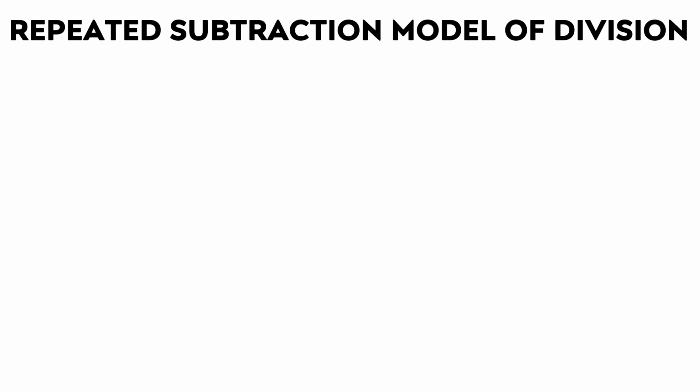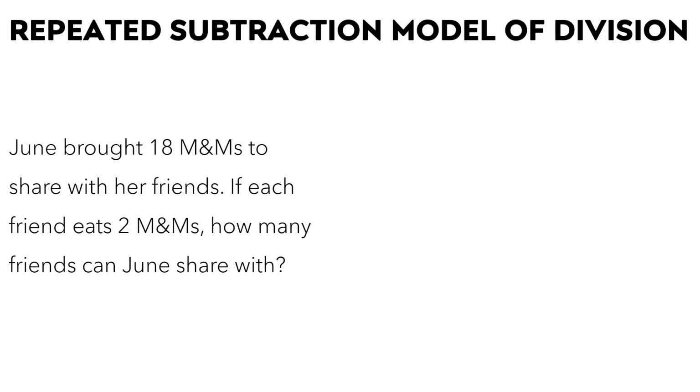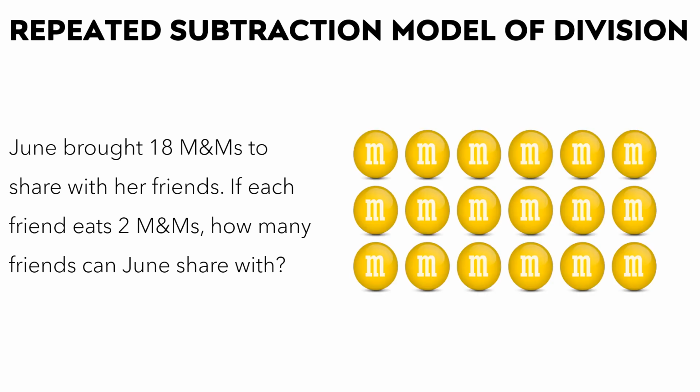Let's look at an example using the repeated subtraction model of division. June brought 18 M&Ms to share with her friends. If each friend eats 2 M&Ms, how many friends can June share with? We've got our 18 M&Ms. We can use what we know about rectangular arrays to verify that this is 18. It's got 3 rows and 6 columns, so we know that this is 18 M&Ms. And we're going to repeatedly subtract off 2 M&Ms, and we're going to see how many sets, or in this case friends, we're left with.